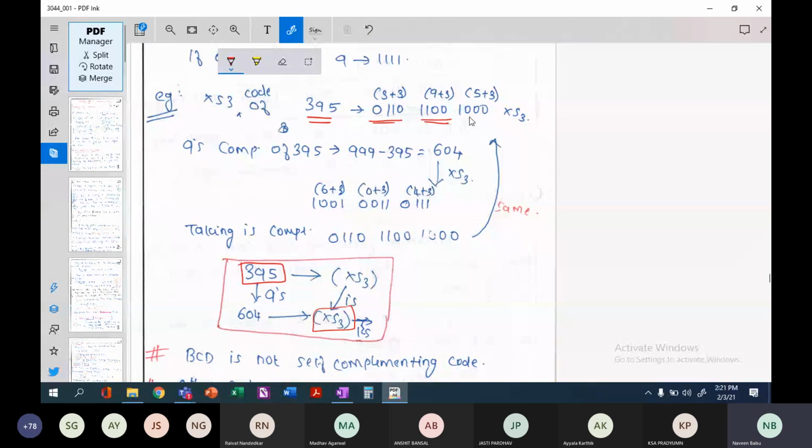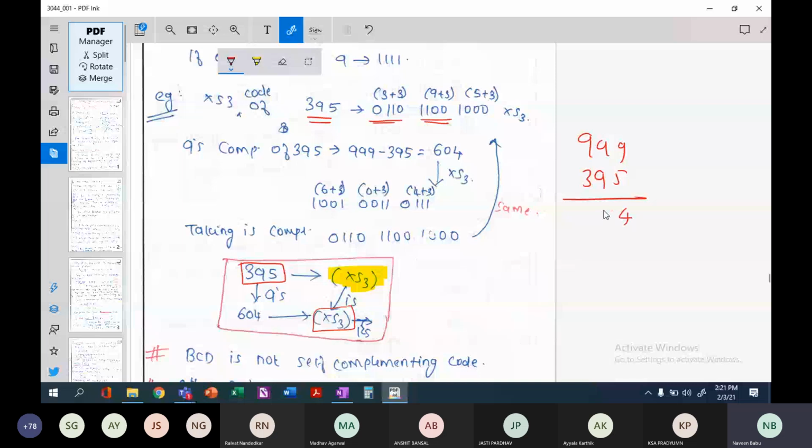How did you get 1000 as an XS3 code? Because we have to add 3 to each decimal value, which is 5 plus 3, so 1000 represents the equivalent code for 5. What is given here is, we have taken the XS3 code, so we have completed this XS3 code. You take the nines complement of this 395. What is nines complement of 395?